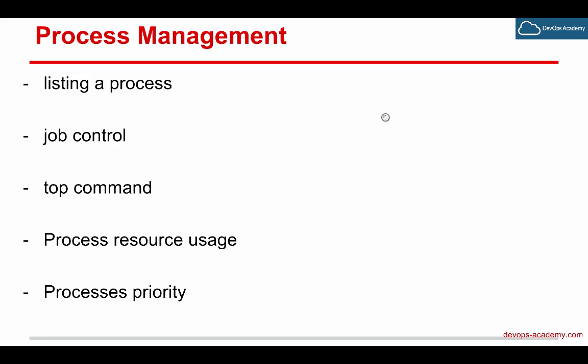Then process priority. If there is a list of 10 processes to be given to the operating system to execute, you can have the process priority there. You can also change the process priority. All these constitute process management. These are done using a couple of commands, so we'll look into those commands.